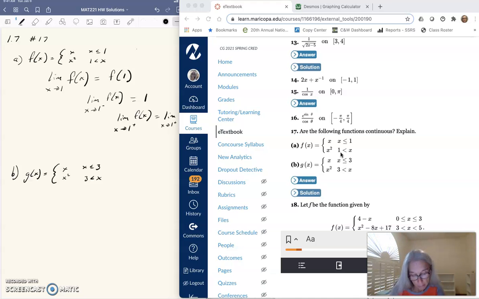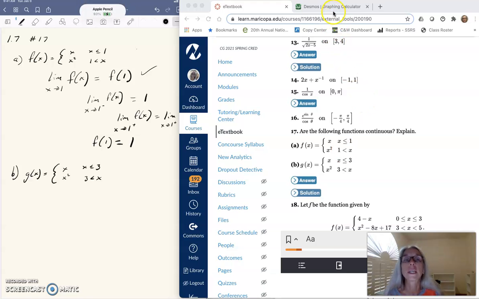Now my next step is to check and see what f at 1 is. I go back up here to my rules. For f at 1, I'm going to use the first condition, where x is less than or equal to 1. x is 1, so f at 1 is 1. So indeed I know that this is true and I have a continuous function there.